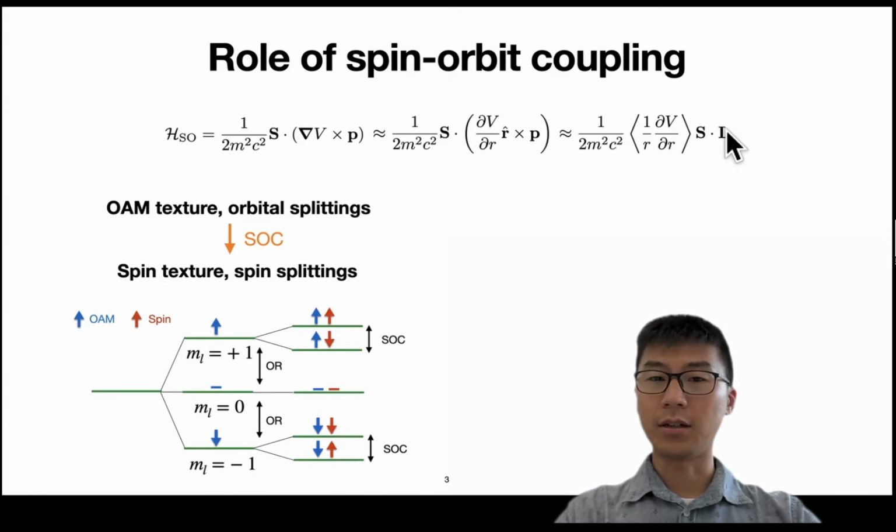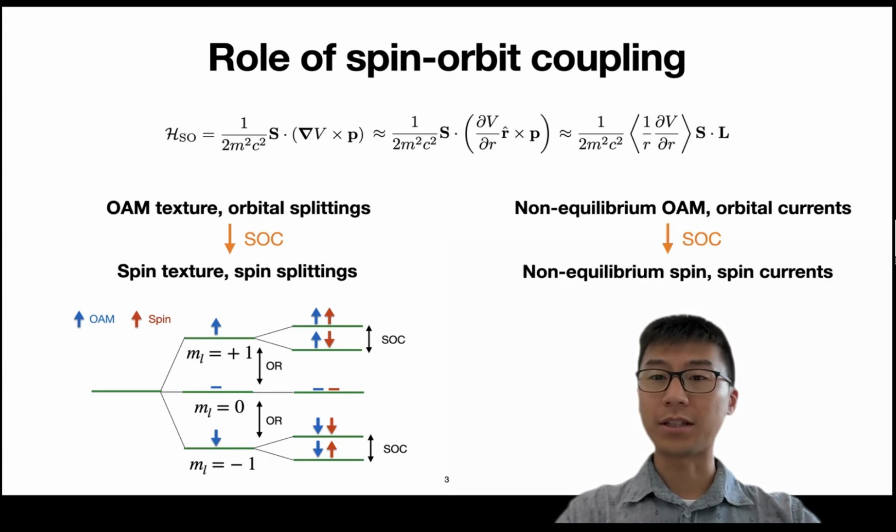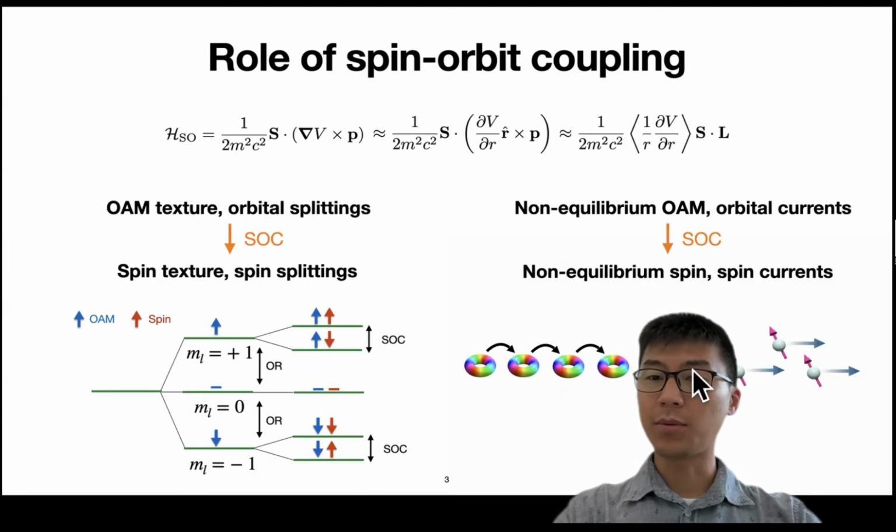And you can apply a similar hierarchy for non-equilibrium states as well. Assume that we have non-equilibrium angular momentum and non-equilibrium orbital currents. If there is spin-orbit coupling, this can become non-equilibrium spin and thus spin currents. This process is called orbital to spin conversion in many works in the literature. The main point of this slide is that many orbital effects are quite fundamental to spin effects. That's why many orbitronic effects are very important not only by themselves, but also for spintronics and spin transport phenomena.